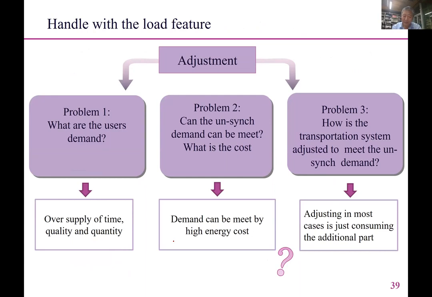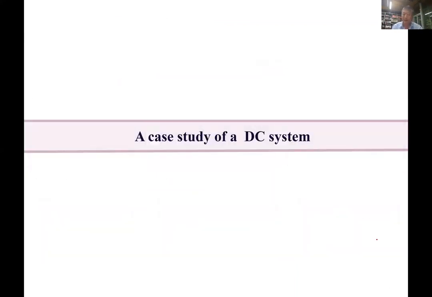So it means the transportation system can make the adjustment in most cases, but it just tries to consume the additional part rather than save something. They just try to consume more to make the control.